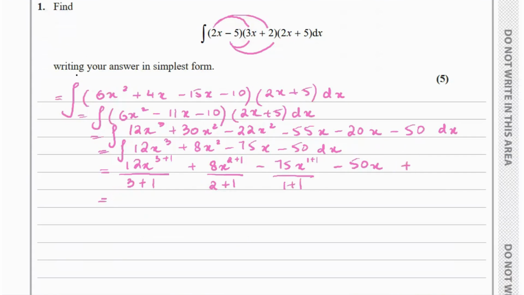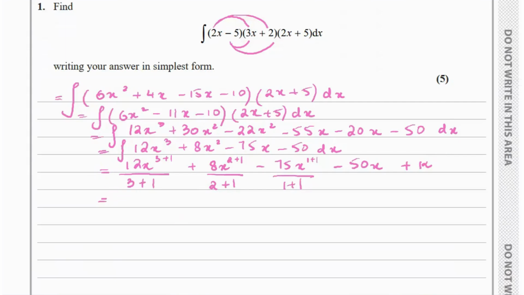And since they haven't given us any limits for the integration, you always add a constant. If the limits are given, you don't add a constant. But if they're not given, you add a constant. You can write K, C, any alphabet, whatever you want to, but not an X. It has to be any other alphabet but X.